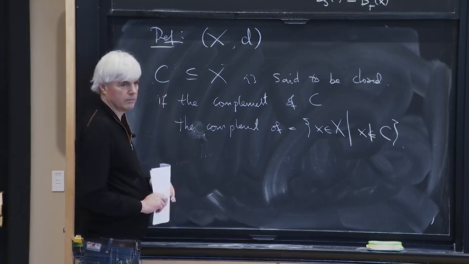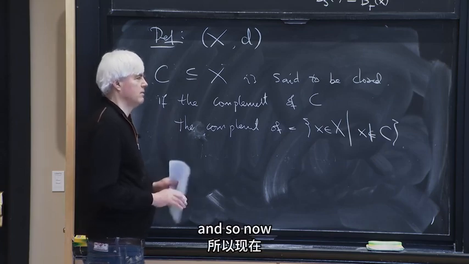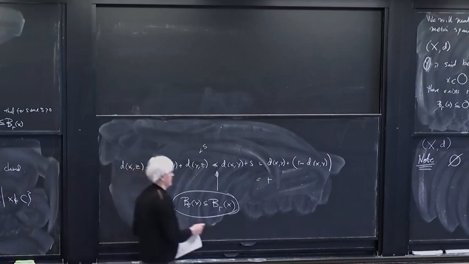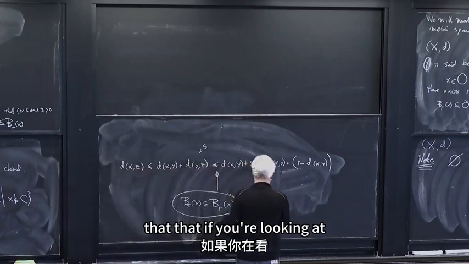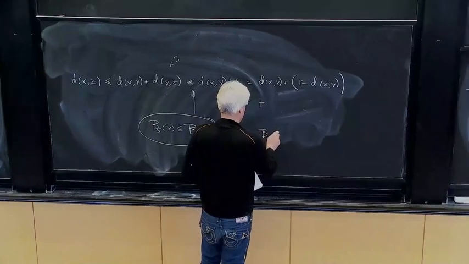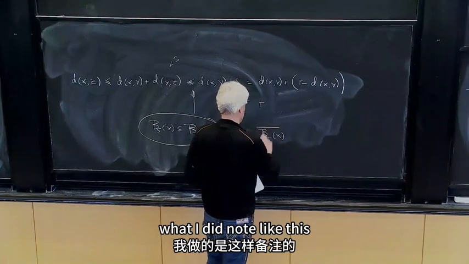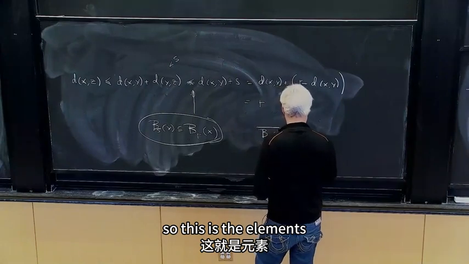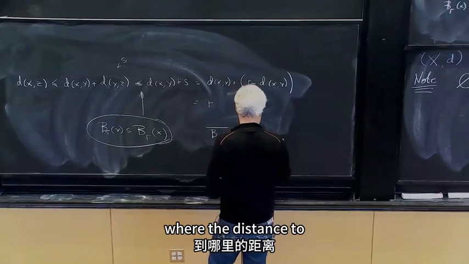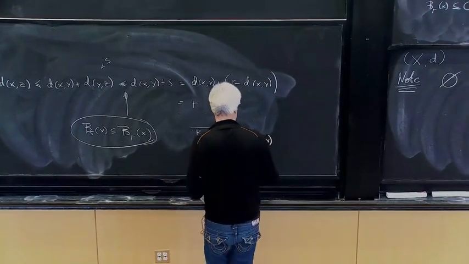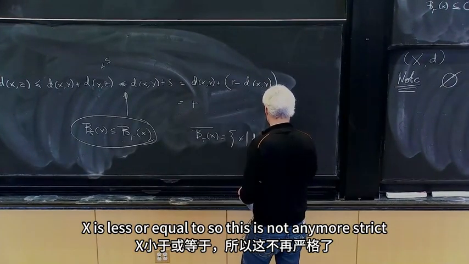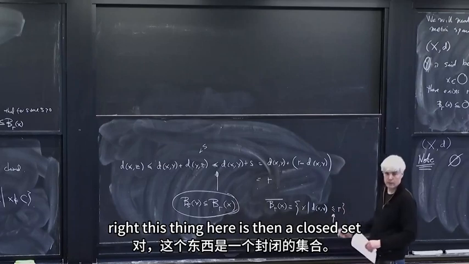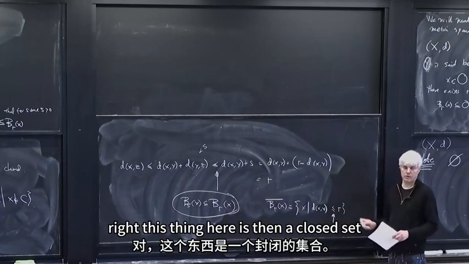Once you have this definition, and I'll prove this next time, if you look at the set of elements where the distance to x is less than or equal to r, so this is no longer strict, then this is a closed set.